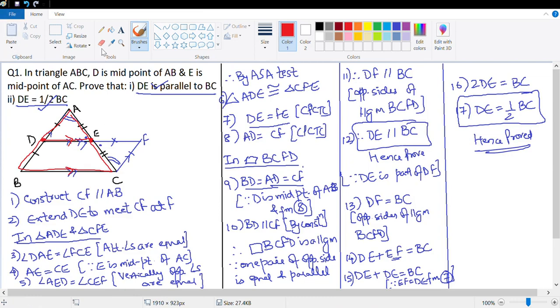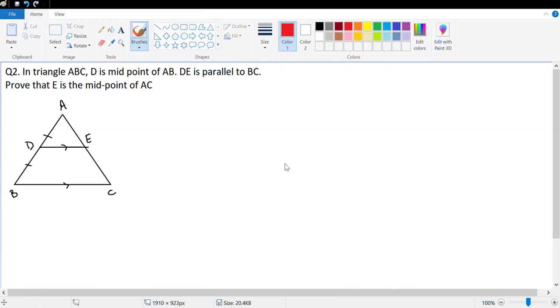Let's look at the next question. The next question that we do is, in triangle ABC, D is the midpoint of AB. So AD and BD are equal. DE is already given parallel to BC. So one midpoint is given and one parallel side is given. We need to prove that E is the midpoint of AC, which means what we have to prove is AE is equal to CE. So let's see how we can go ahead and solve this question.